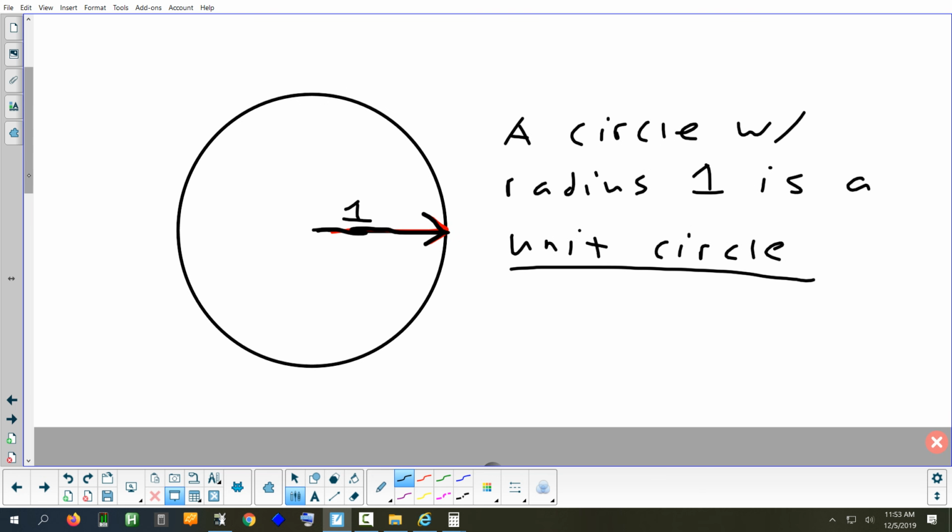The connection we're going to figure out is how many radians to go all the way around the circle. Because we already know how many degrees to go all the way around a circle: 360. So if we can figure out how many radians go all the way around, then we're going to have a connection. 360 equals whatever. Okay, like 12 inches equals 1 foot.